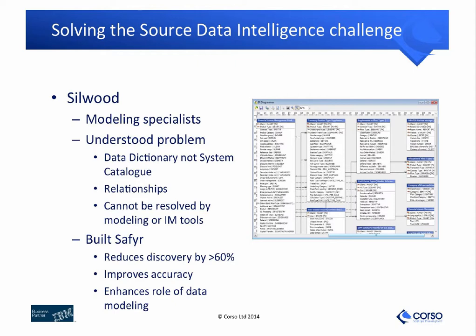Realized that the struggle or the challenge is really the fact that the metadata you need is not in the system catalog, it's in the data dictionary. And as a result, we built Sapphire to solve this problem, to be able to find the metadata and allow people who are not specialists to be able to use it and utilize it in a very wide variety of projects. And it does reduce the discovery time by at least 60%. In fact, I've got a case study where someone's got a productivity gain of 90%, which I'll run through very briefly with you in a few moments.